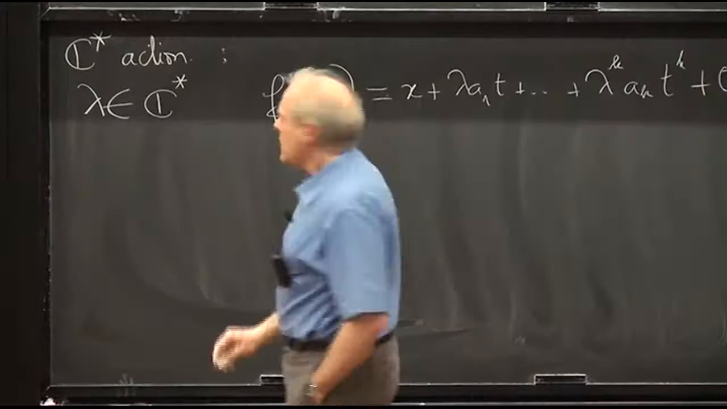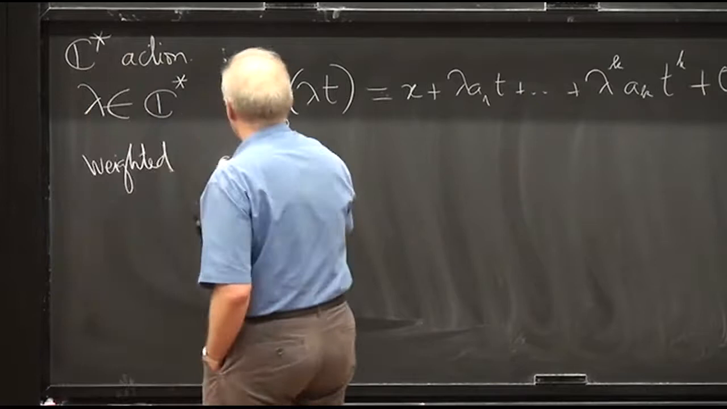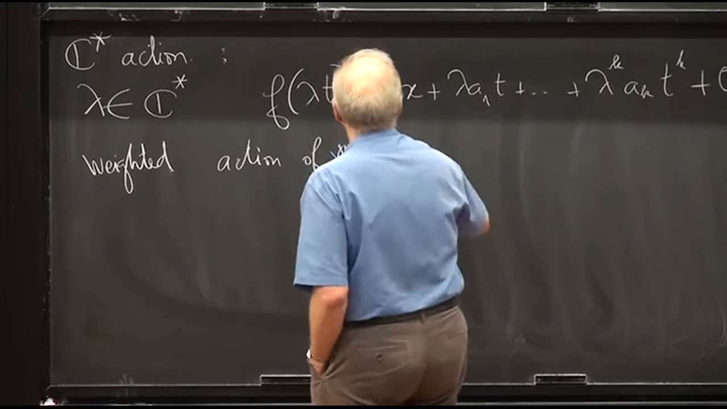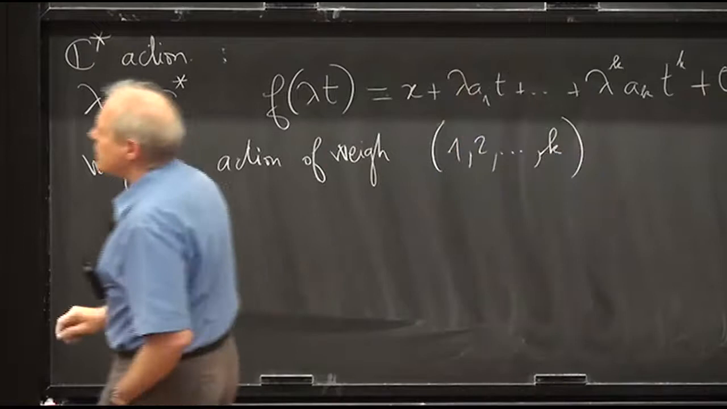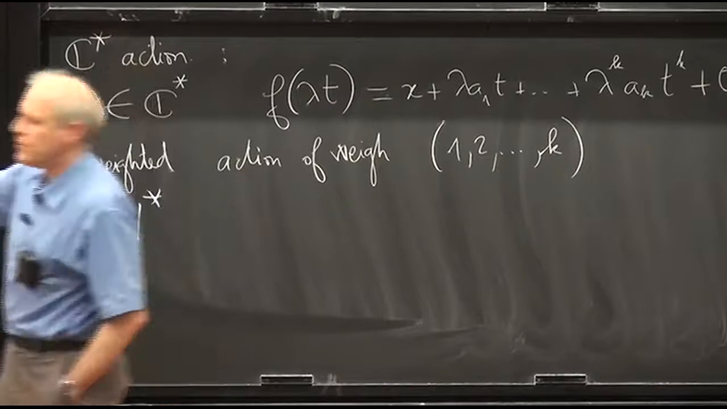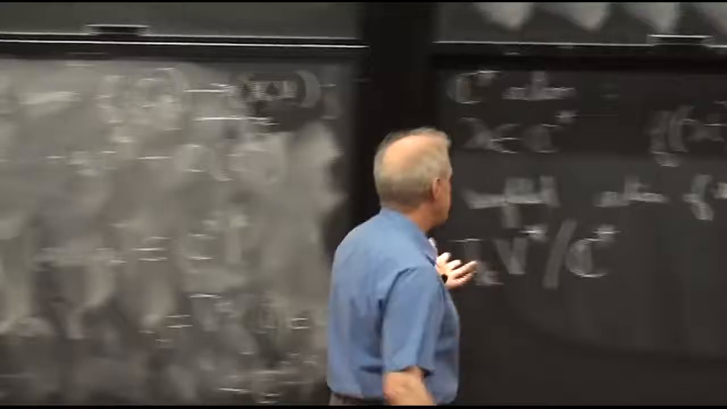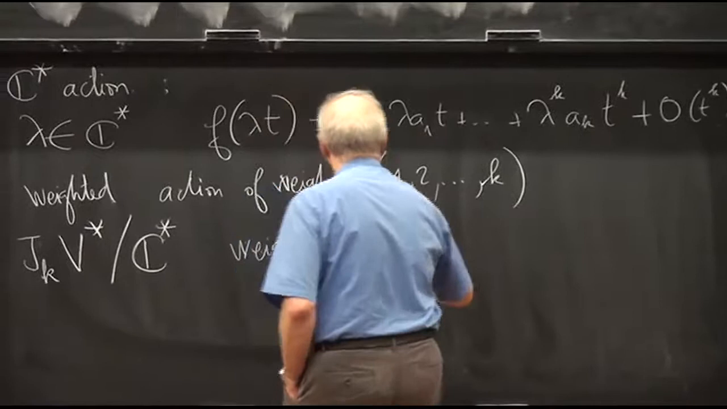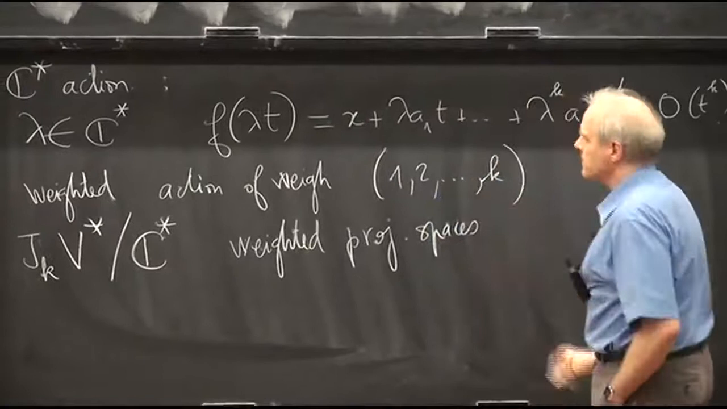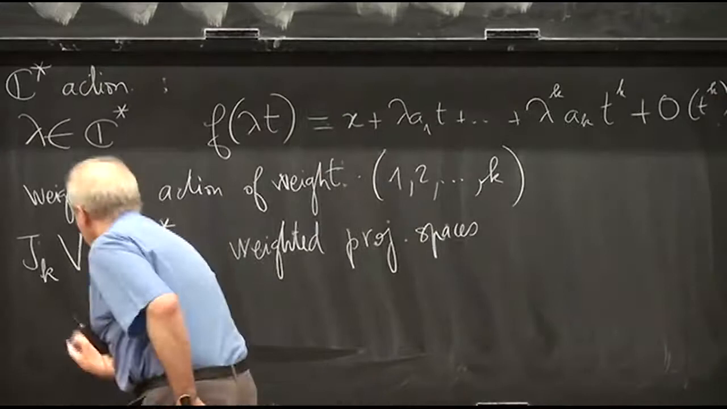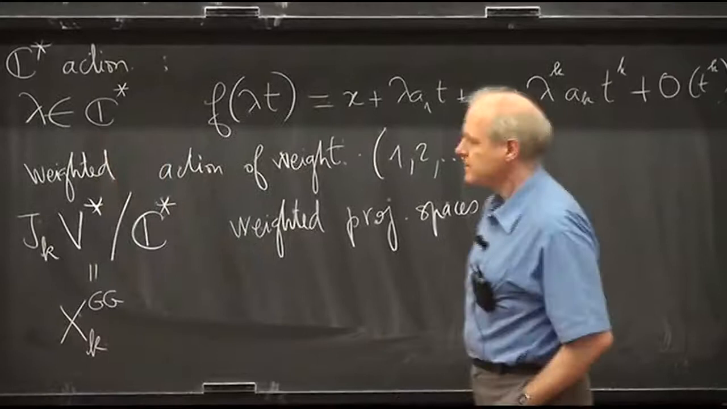So you have a weighted action of weights one, two, up to k. And now you take the non-zero jets, so you remove the constant jets here, and you take the quotient by C star, and then you get a fiber bundle such that the fibers are weighted projective spaces, with that weight. This we will denote as the Green-Griffiths bundle of order k, associated to V. So you should put a V somewhere.